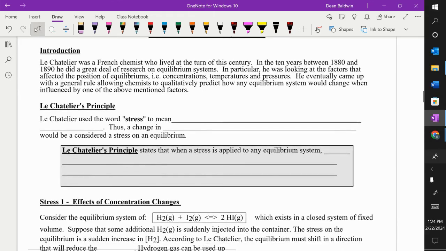To mean any factor that would cause an equilibrium system to change. So we will use that same word. So any factor that would cause a system to change.